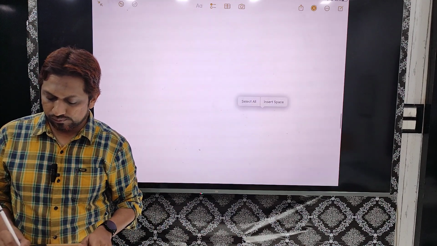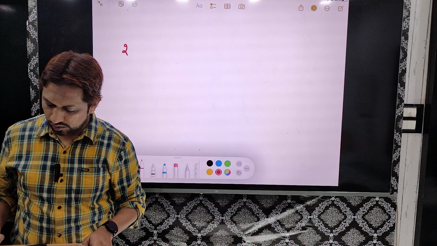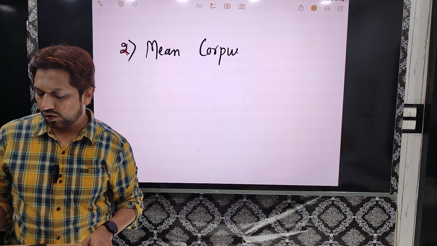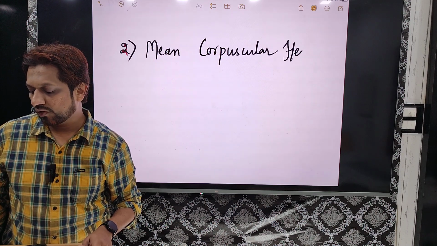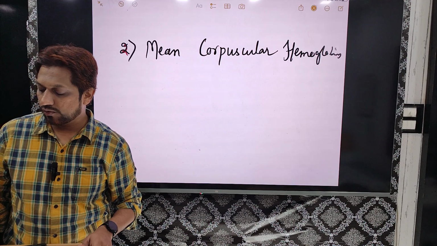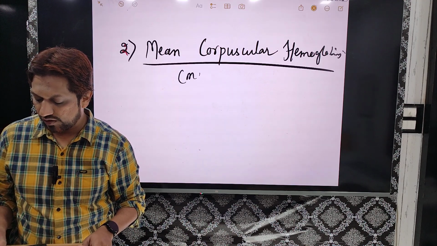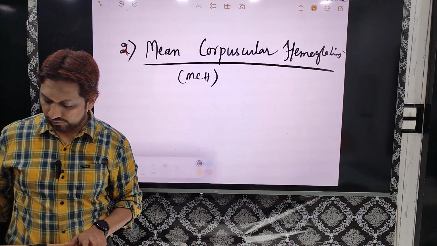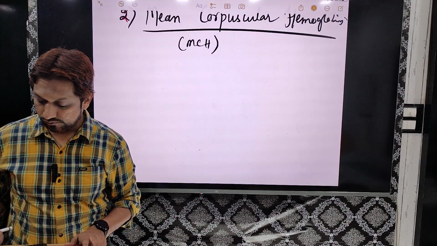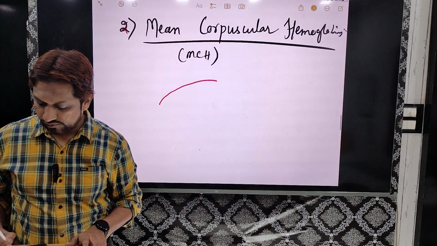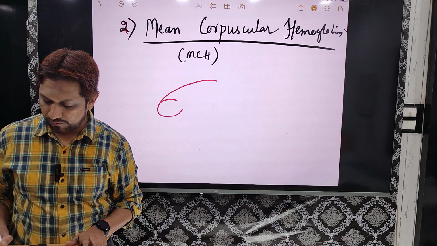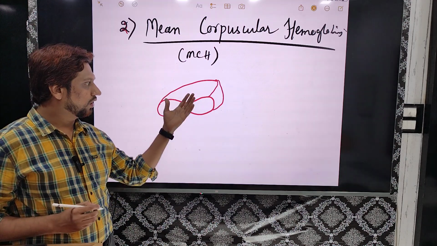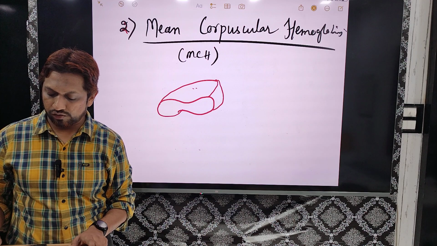Then the second important term we are supposed to know is MCH. The full form of MCH is mean corpuscular hemoglobin. Now, what do you mean by MCH? In a single RBC, I'll just show a cut section of a RBC here. If you see from this side, it is a dumbbell shaped structure. I'm just showing a cut section of a RBC. In that, some amount of hemoglobin is present.